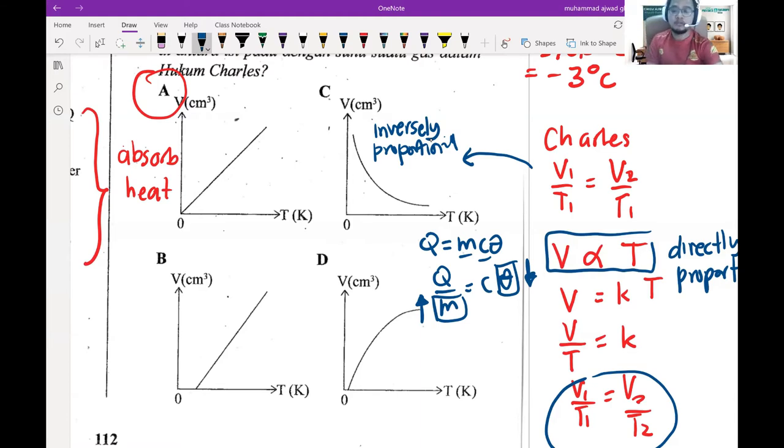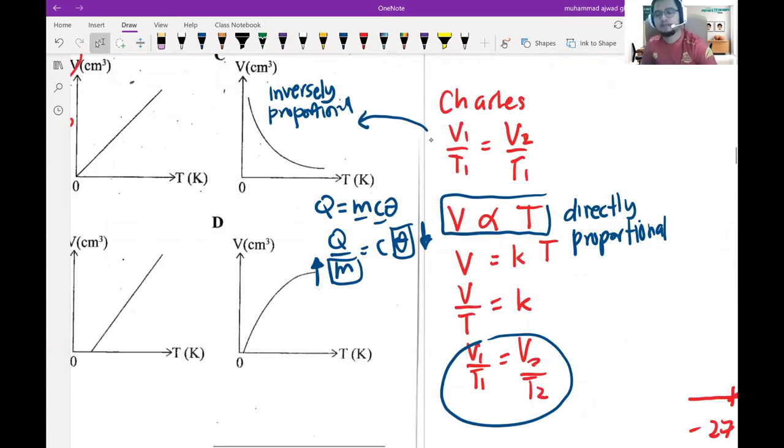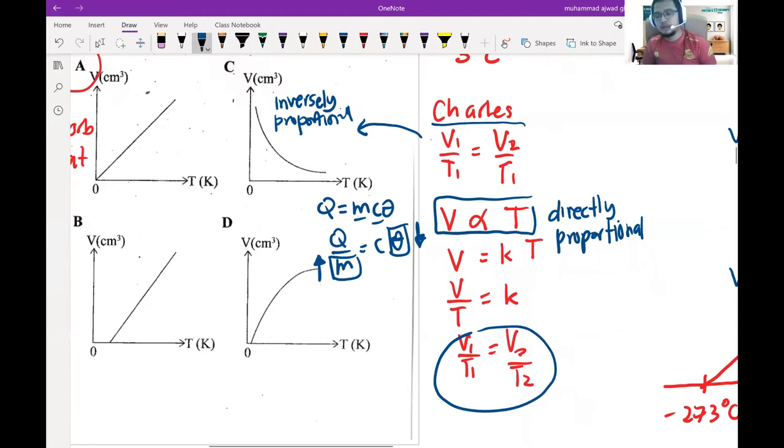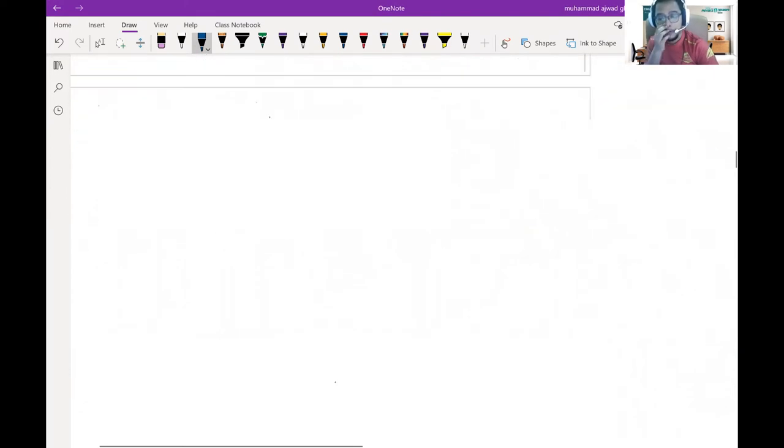Sebab huruf ni semua tak sama. And this is not ratio. Yang kita cerita Charles's law ni ratio. Okay, ratio. So asal dia hubungan dia is directly proportional. Okay, tu yang korang kena ingat. Untuk graf. Okay, graf.